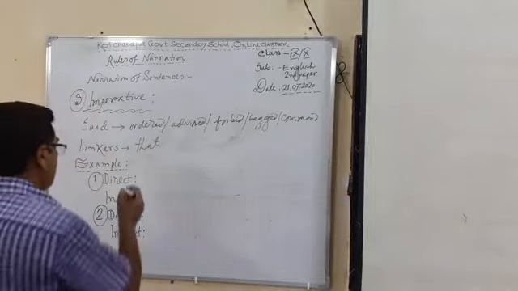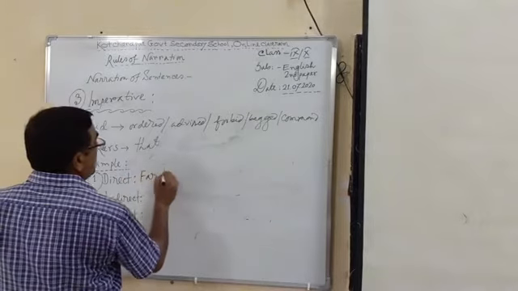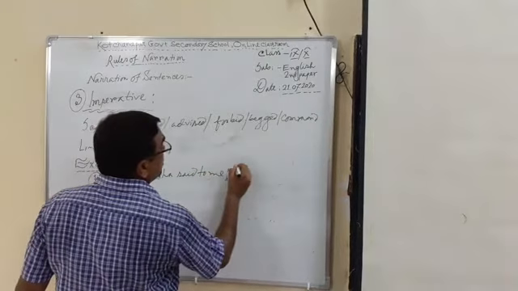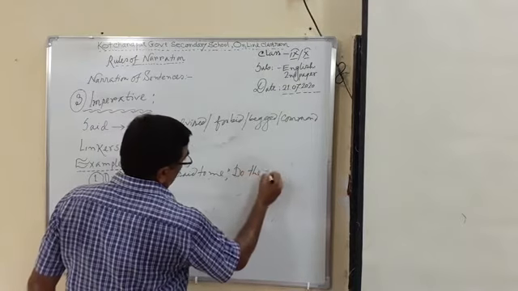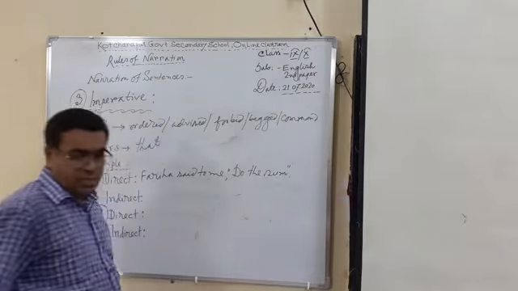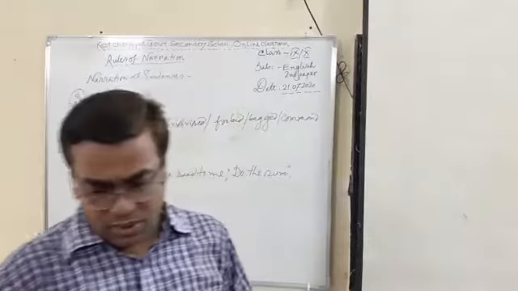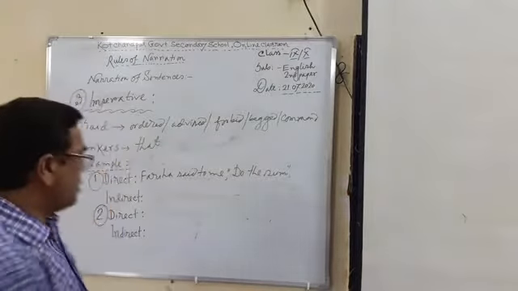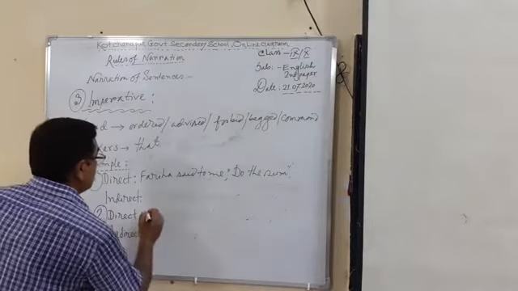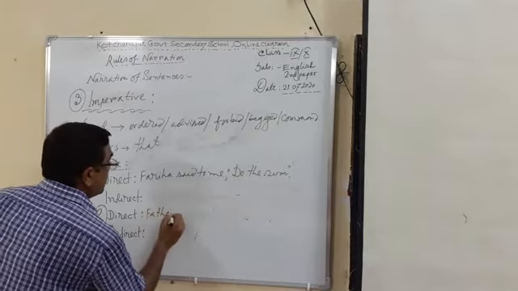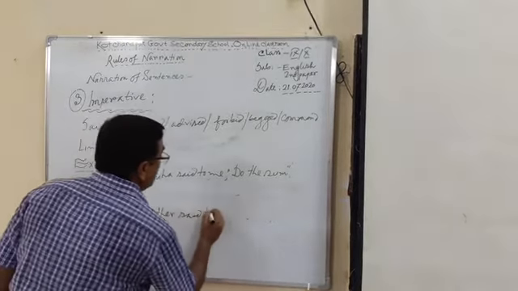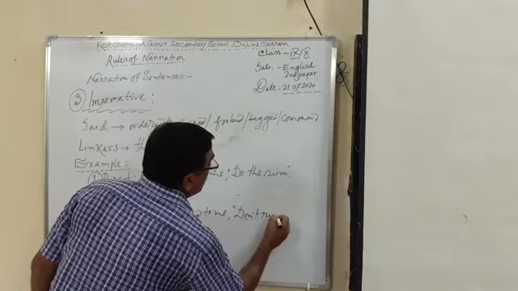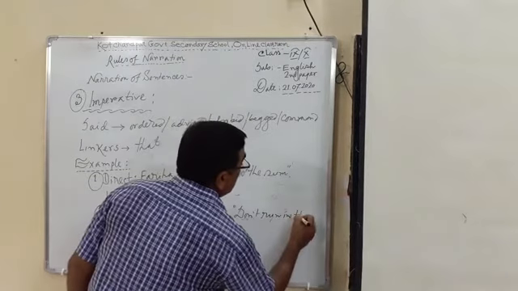Do the sum. Hariha said to me, do the sum. Okay. It is an imperative sentence, and this sentence begins with a main verb: do the sum. Father said to me, don't run in the sun. Don't run in the sun. Okay.